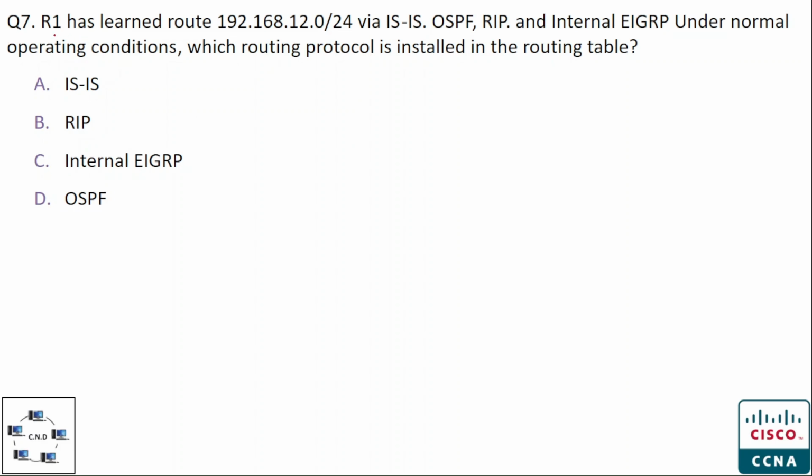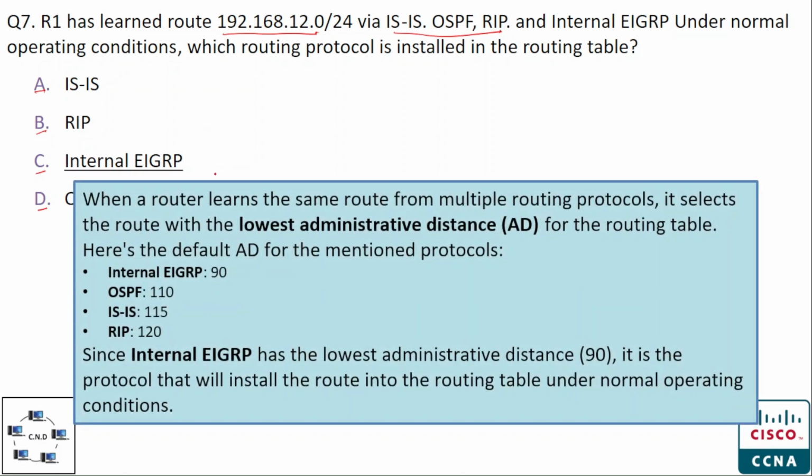Question number 7. A router R1 has learned route 192.168.12.0/24 via IS-IS, OSPF, RIP routing protocols, and internal EIGRP under normal operating conditions. Which routing protocol is installed in the routing table? So the route 192.168.12.0 is learned through four routing protocols, including IS-IS, OSPF, RIP, and internal EIGRP. Which routing protocol's route will actually be installed in the routing table? And the options are again the four routing protocols. Option A IS-IS, option B RIP, option C internal EIGRP, and option D OSPF. And the correct option is option C, internal EIGRP.